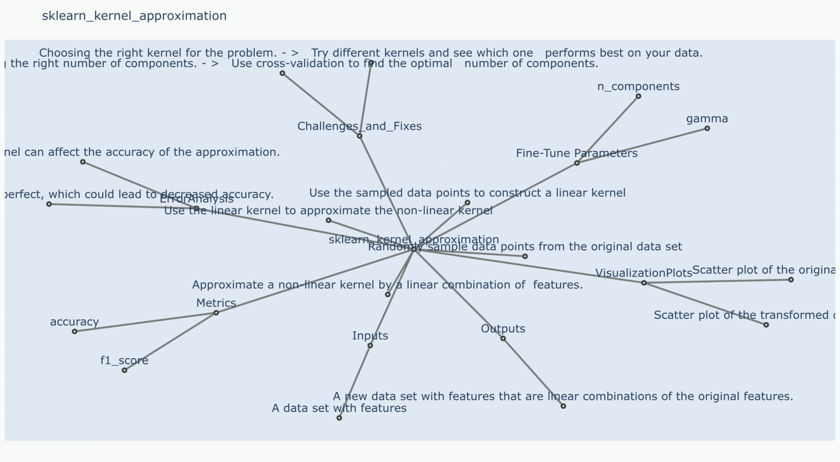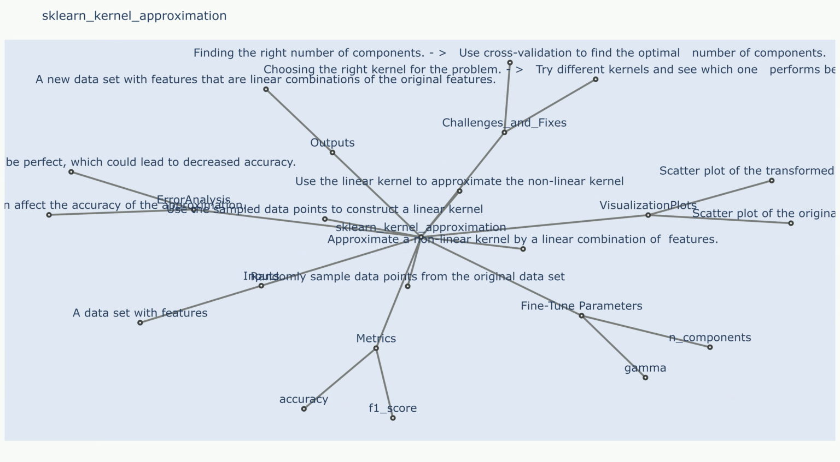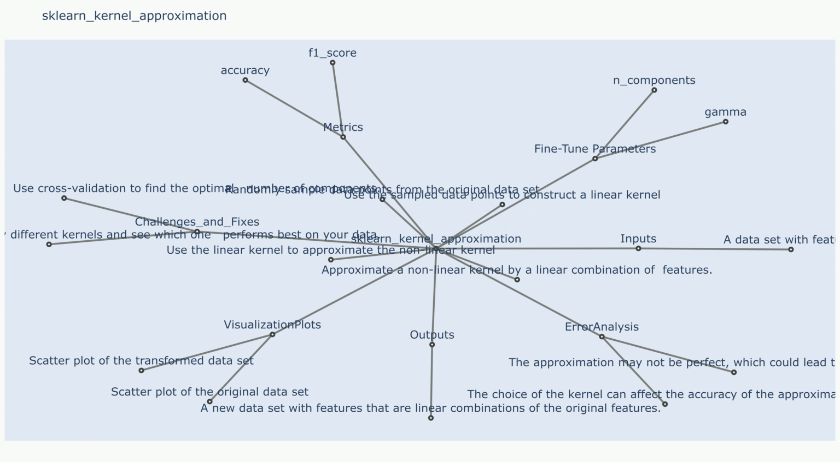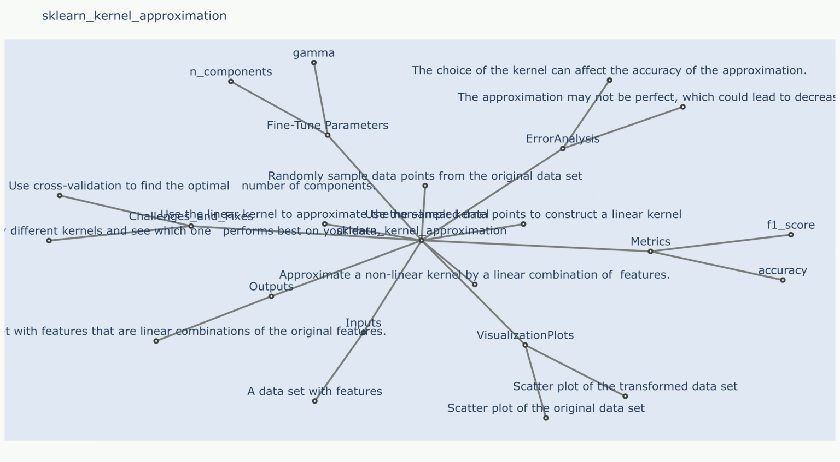Challenge 1: loss of information due to approximation. The kernel approximation may lose some information from the original data, leading to reduced accuracy. Sample use case that resulted in challenge 1: using kernel approximation for image classification, where subtle features are important. Fixes to challenge 1: increase the number of features in the approximated representation. Use a more sophisticated kernel approximation method. Employ feature engineering techniques to capture important features before applying kernel approximation.